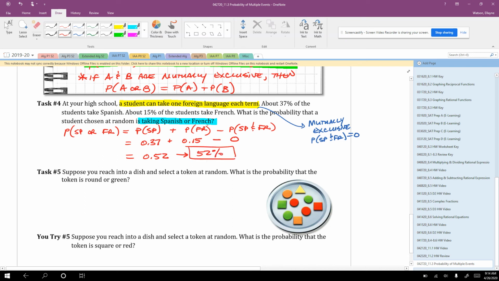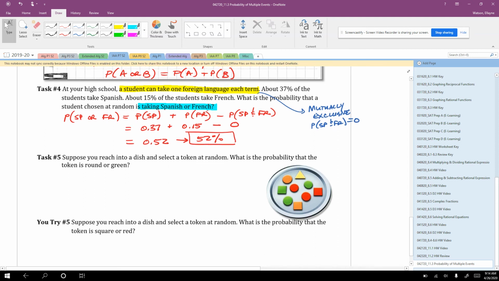Okay, all right, let's try one more together. So it says, suppose you reach into a dish, the dish shown at the right, and select a token at random. What is the probability the token is round or green? Okay, so I'm going to do probability of round or green. So it's a probability of round plus the probability of green minus the probability of round and green.